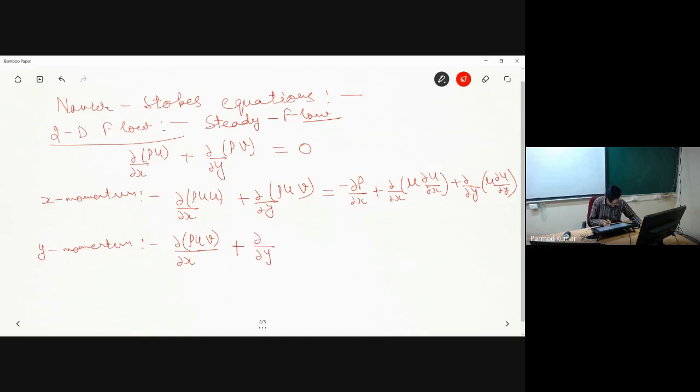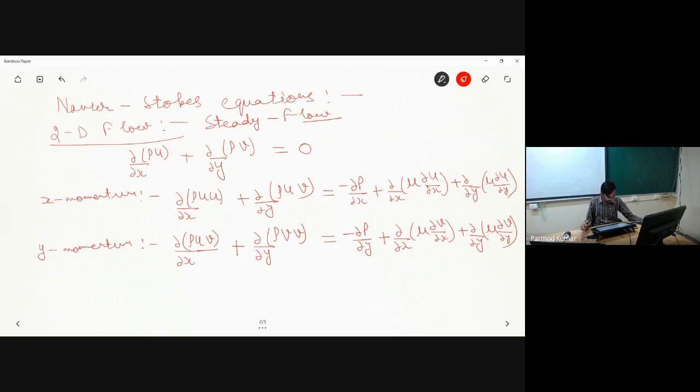Plus del by del y of rho v v equal to minus del p by del y plus del by del x of mu times del v by del x plus del by del y of mu times del v by del y. So these are the three equations we are having at the moment. I am not talking about energy equation. I am considering only the flow condition.